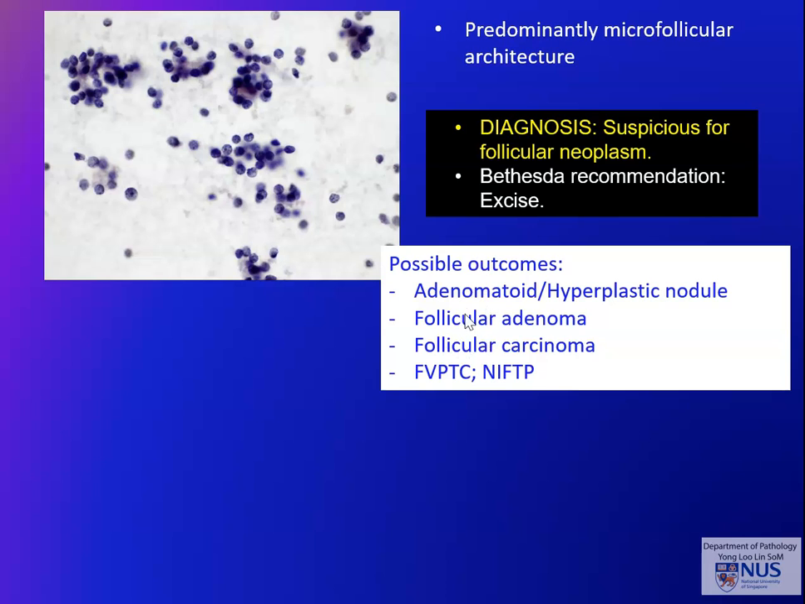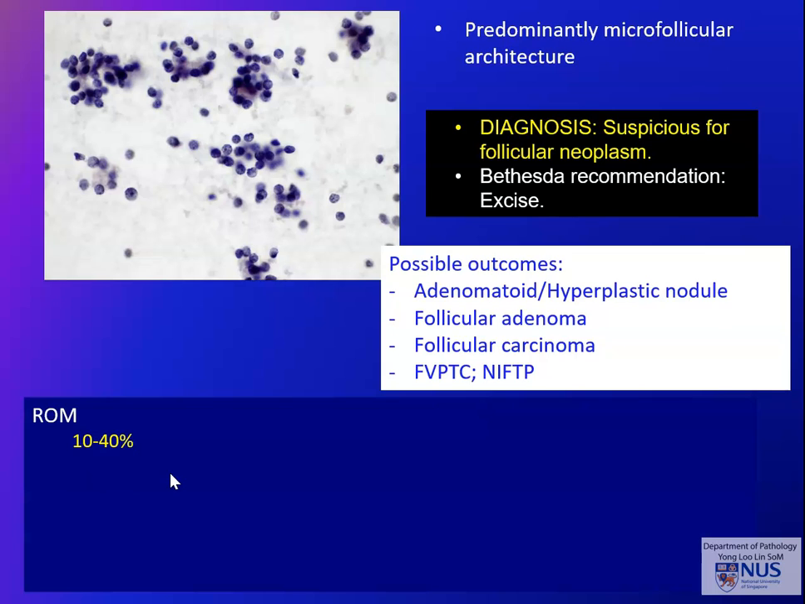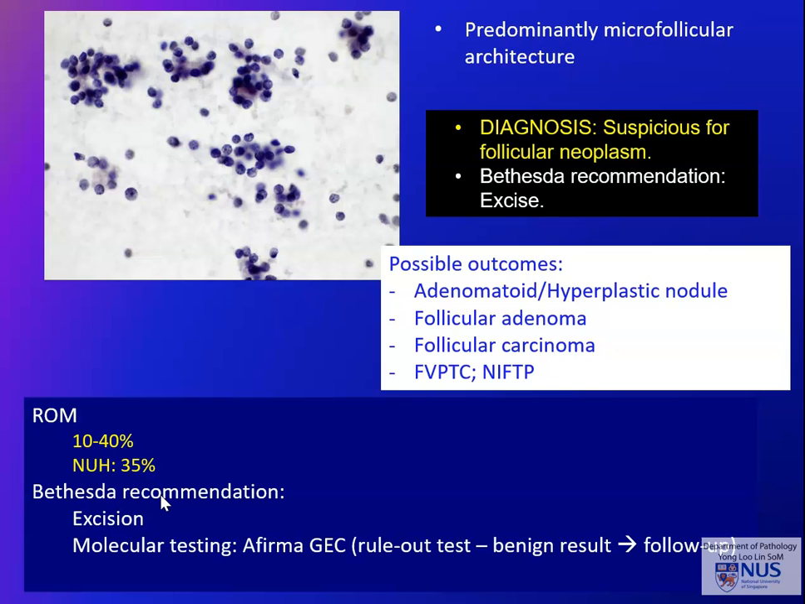Possible outcomes would be adenomatoid or hyperplastic nodule, which is benign, a follicular adenoma, a follicular carcinoma, and even a follicular variant PTC or a NIFT-P. So this ranges from benign to malignant outcomes. And if you remember, the Bethesda risk of malignancy was about 10 to 40%. In our institution, it's about 35%. And therefore, the recommendations are to excise, or as I mentioned, molecular testing.